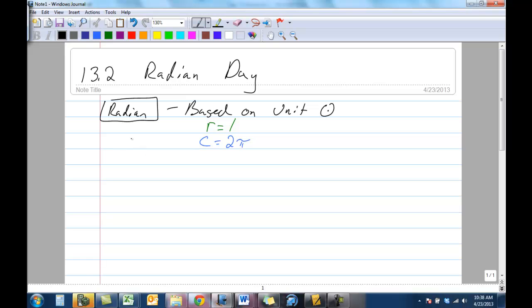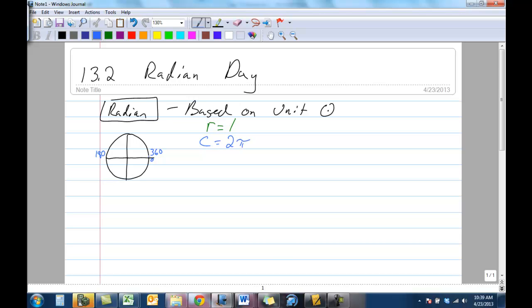So here's what it looks like. If we had a circle with a radius of 1 centered about the origin. All right, so here's the coordinate plane. The center is the origin. So yesterday we talked about how if we went 360 degrees all the way around, if we start here at 0 and go all the way around to 360, halfway would be 180.